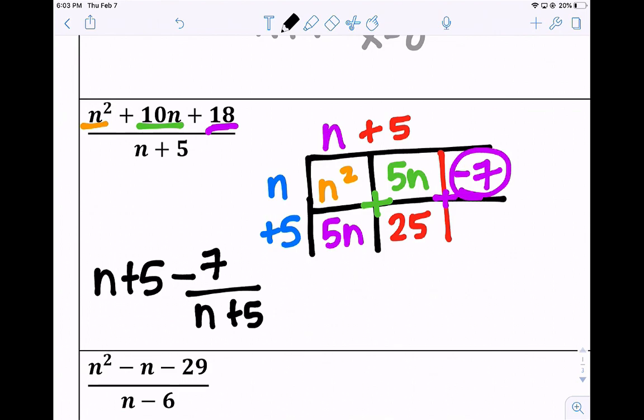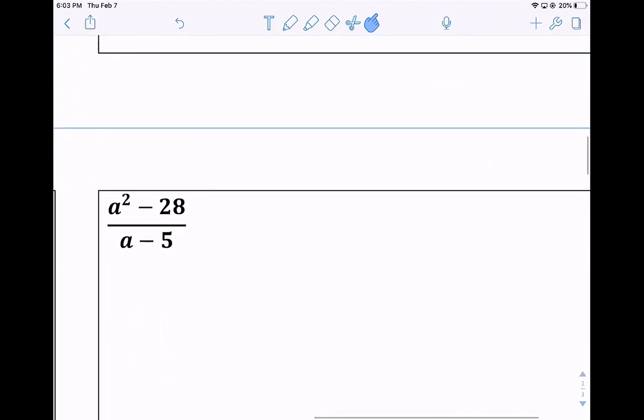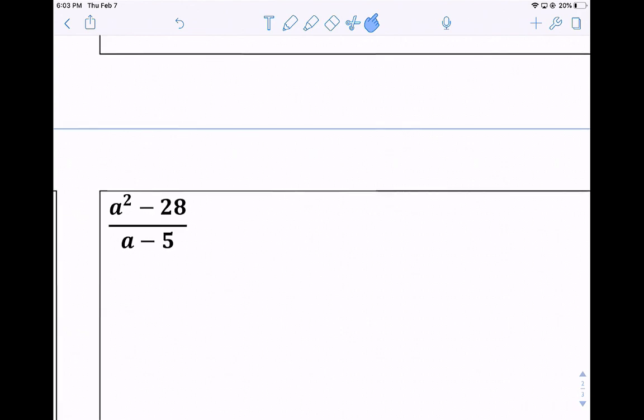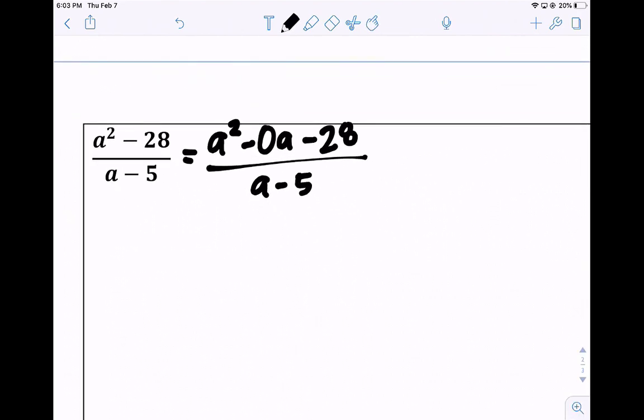Okay, let's do one that does not have a term in the middle. So like this one, we have a squared minus 28. We're missing the middle term. We have to put that in. So I'm going to rewrite this before I even start. I'm going to rewrite this as a squared minus 0a minus 28 divided by a minus 5. From here, now I will divide. So we're going to draw our division box.